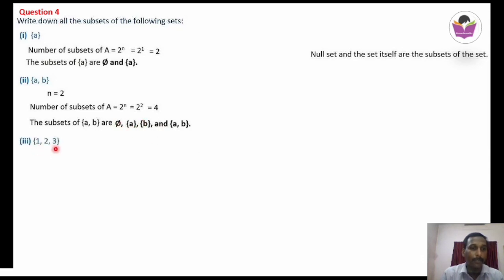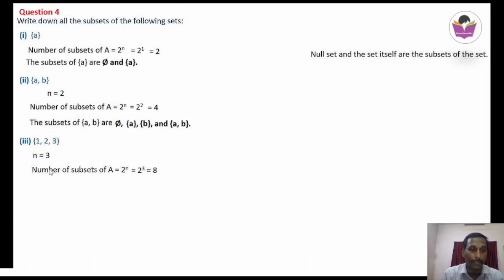So set of 1, 2, 3. Here there are 3 elements, n is equal to 3. So for the number of subsets we know the 2 power n formula. 2 power 3 is 8. So we will get 8 subsets. When we are counting the subsets, you have to be very careful selecting the numbers.